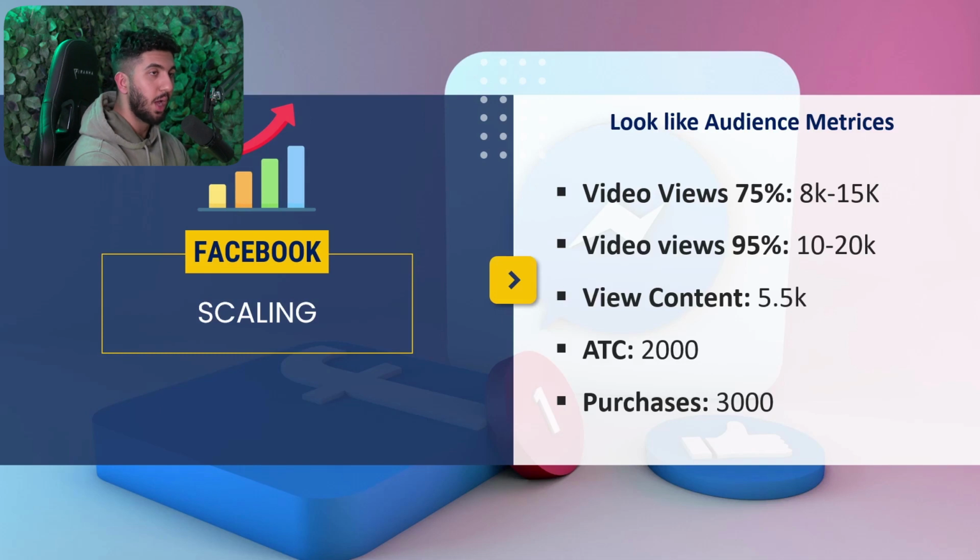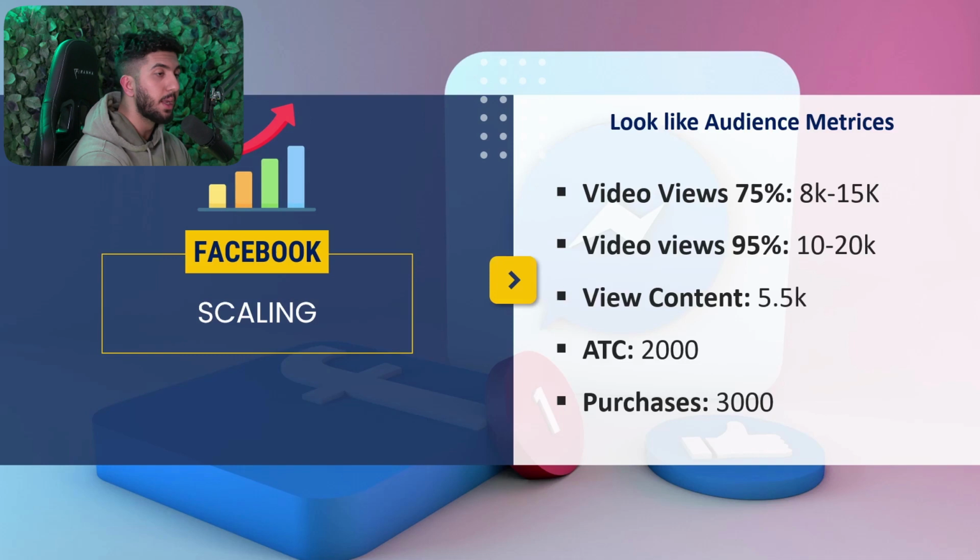So we go to the lookalike audiences. After iOS 14, guys, you need more audience in order to scale your product and make lookalike audiences. So at the moment, what I'm doing is for 70% video views, I do 8,000 to 50,000. As soon as you have this much data, you can make your lookalike audiences. And for 95%, you need between 10,000 to 20,000, and for view content you need at least 6,000, add to cart 2,000, and purchases 3,000.